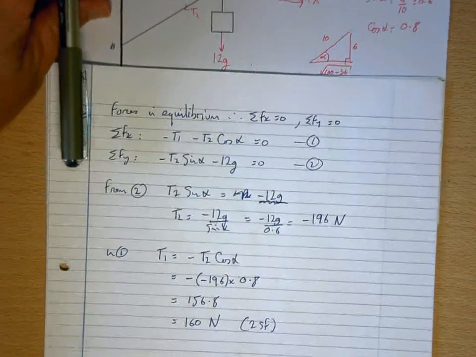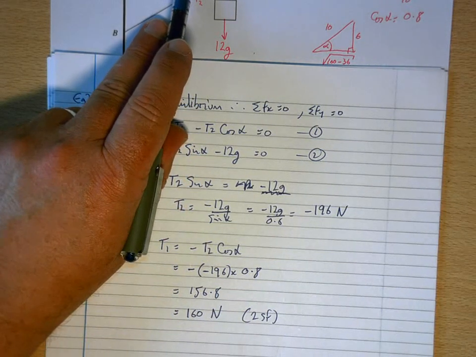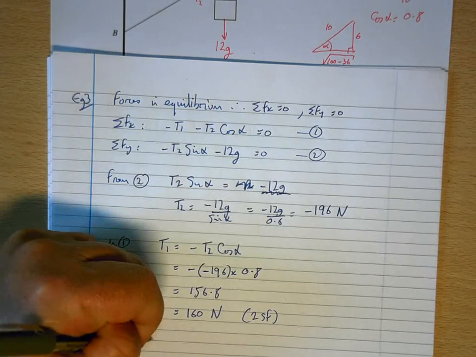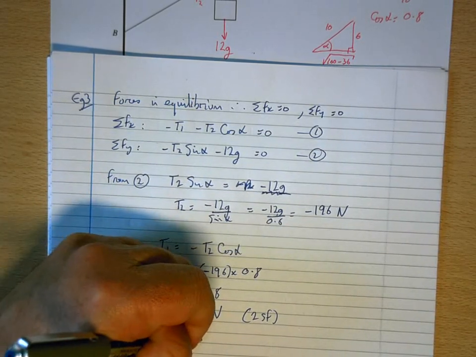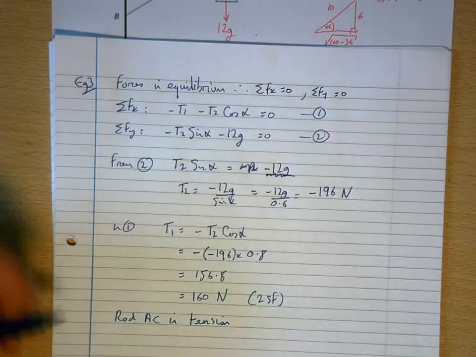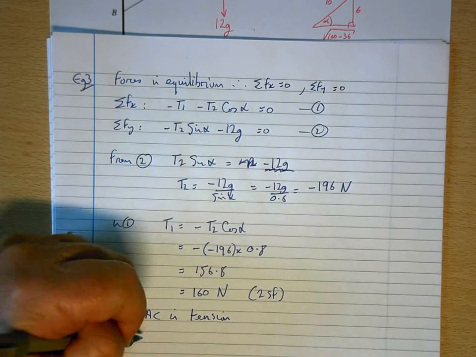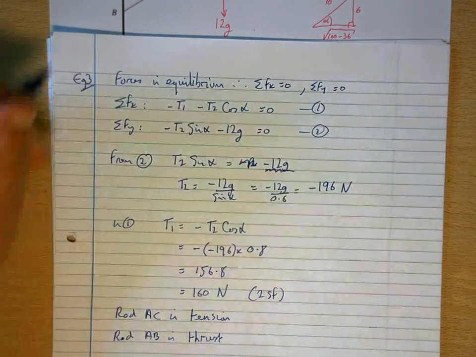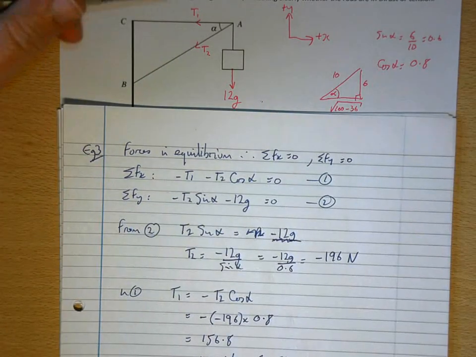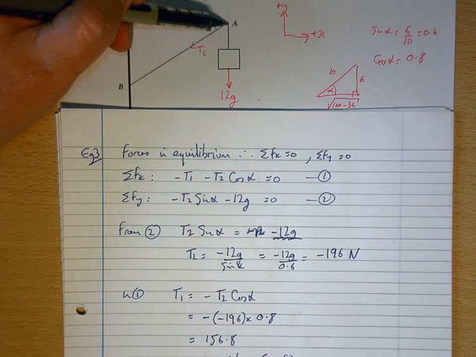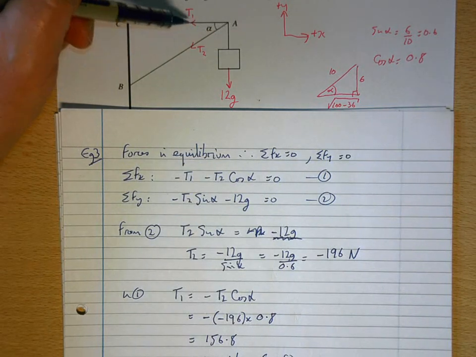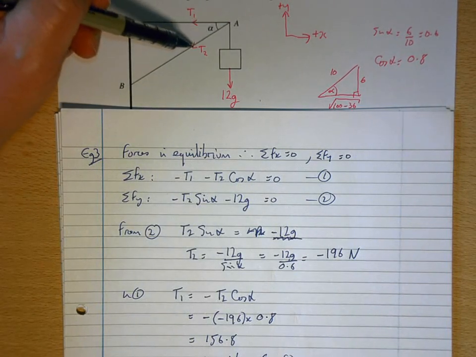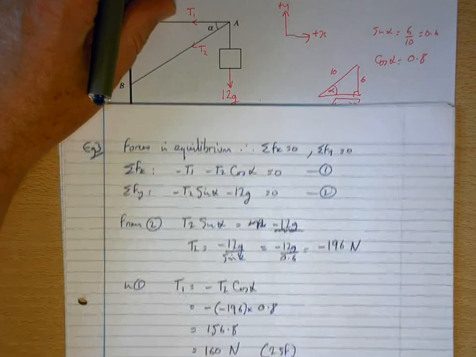So T1 is a tension. So rod AC in tension and rod AB in thrust. And you can kind of anticipate that from what's happening there. If that weight is pulling down, then it's sort of pulling away from that one, which will give us that tension, but it's kind of pushing into that one, making that one want to bend, making that the thrust.